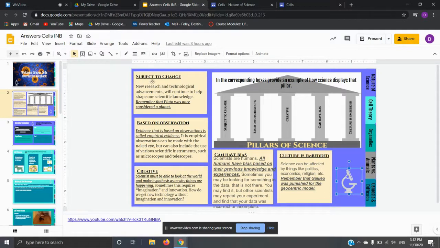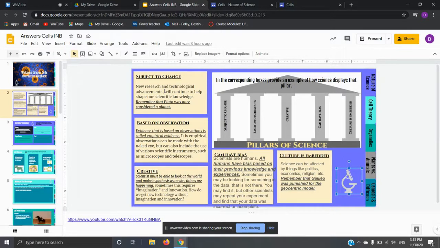So the first pillar of science is it is subject to change. New research and technological advancements will continue to help shape our scientific knowledge. Remember when we used to think, you all might not remember, but at one point, Pluto was considered a planet. Remember, we learned that Pluto is no longer a planet, and we had a list of reasons why.